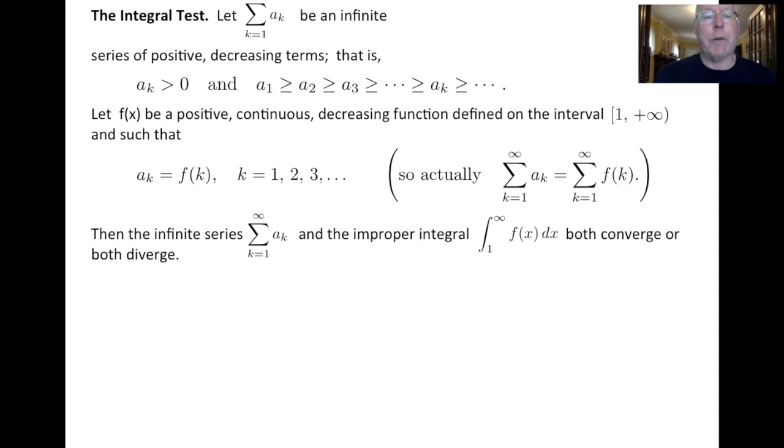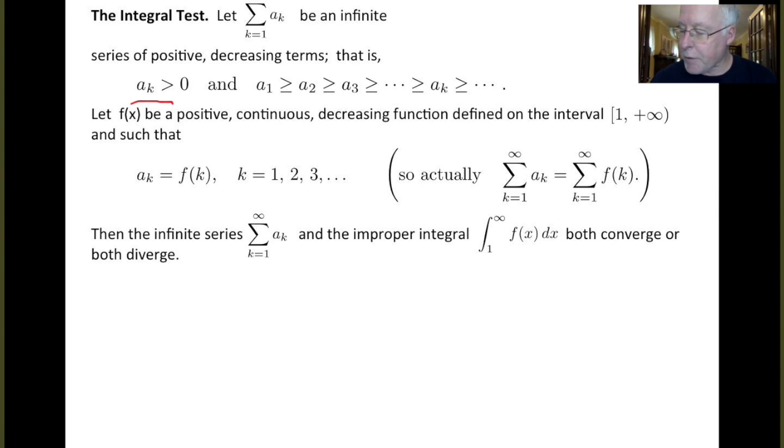Let the summation k equals 1 to infinity of a sub k be an infinite series of positive and decreasing terms. So that is, the a sub k's are positive, as we see here, and as you move out in the sequence of terms of the series, that sequence is not increasing. So a1 is greater than or equal to a2, greater than or equal to a3, etc. We'll see why this is important later on in the video.